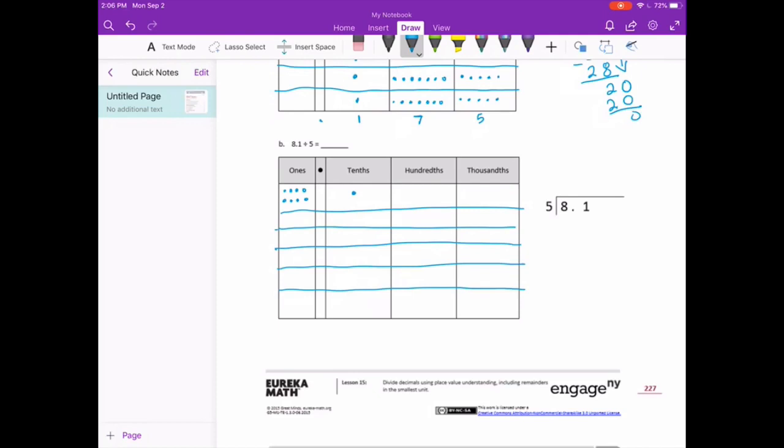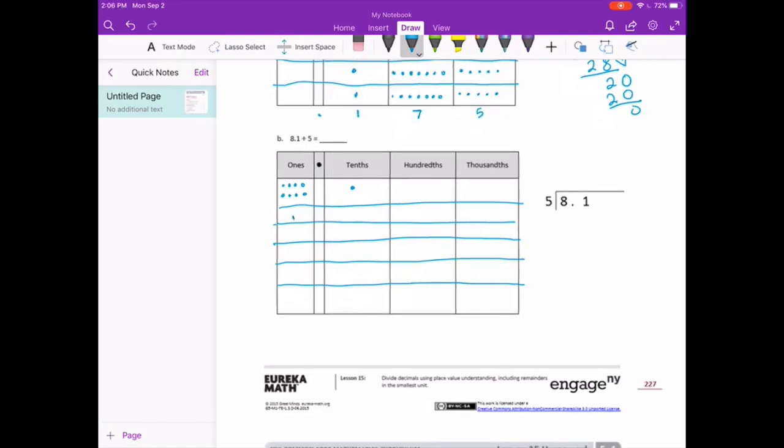Okay, so the 8, I can split 8 divided by 5. I can only put 1 in each group evenly. So that means I'm going to have 3 left over, which translates into 30 tenths. So I need to draw 30 tenths. Okay, so now we have 31 tenths because we need to add the 1/10 that was already there. So 31 tenths split into 5 equal groups.